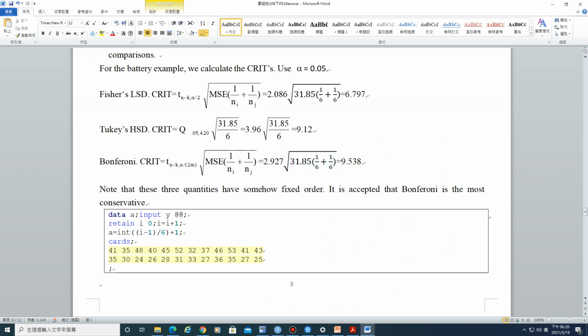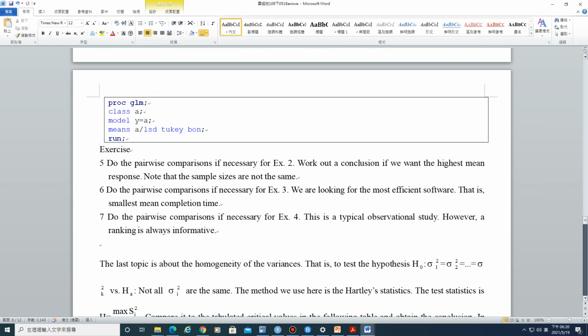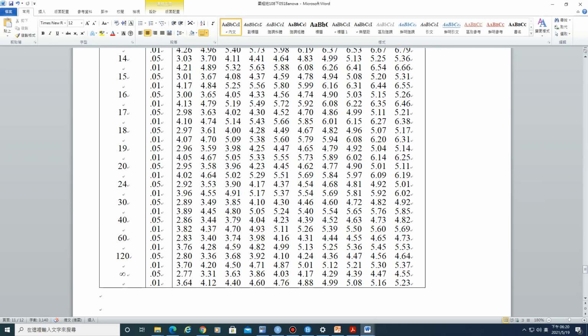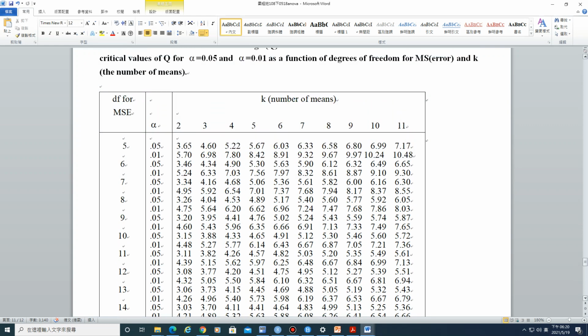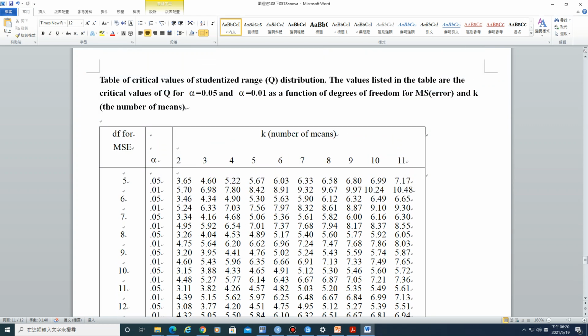Okay, and there is a third method. It is under the name Tukey's HSD. The critical value is calculated differently. We're using a table. The table is called studentized. Yeah, the table is right there. This is the critical value, and this is the table that we use.